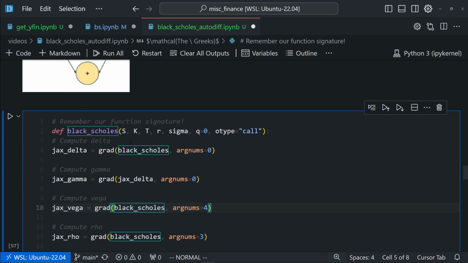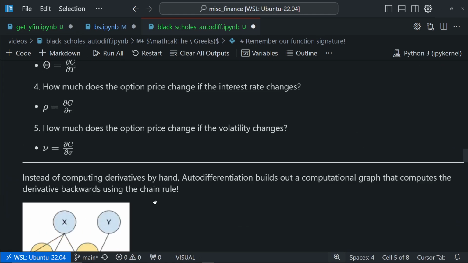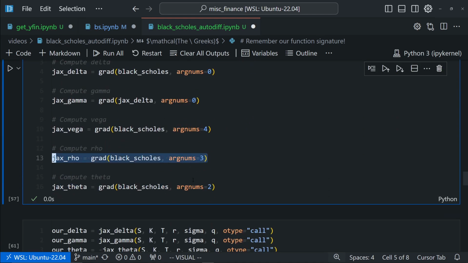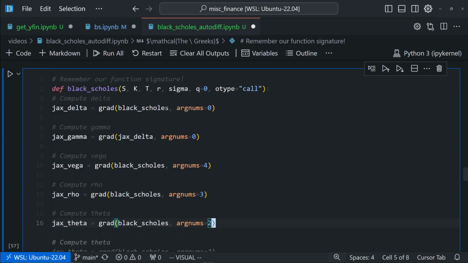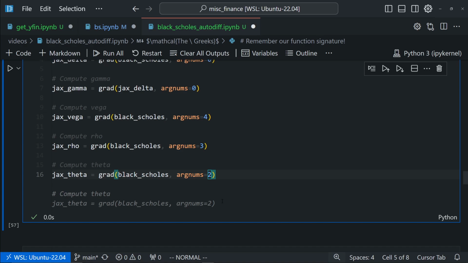So we've done that here. The volatility is our fourth argument, counting 0, 1, 2, 3, 4. The rho is our third argument here, the r. So remember, the rho is just dC/dr. It's our third argument. And then, of course, we have the theta as well, and price is our second argument. And these are the Greeks that you usually care about.